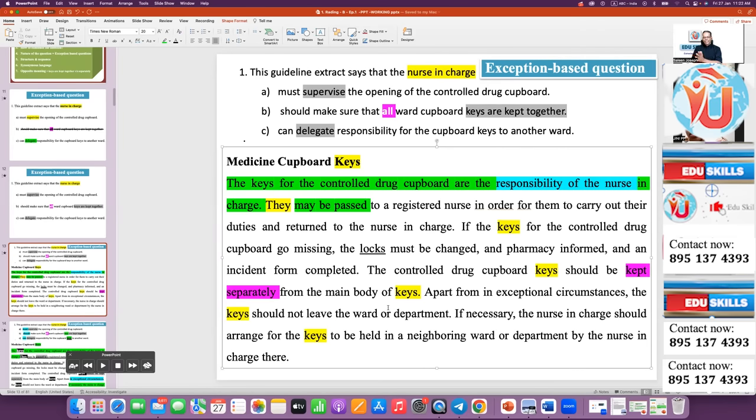One exception is there. Now, you see, it says, apart from in exceptional circumstances, the keys should not leave the ward or department. If necessary, the nurse in charge should arrange for the keys to be held in a neighboring ward or department by the nurse in charge there. Arrange for the keys to be held in a neighboring ward, which is delegating responsibility for the cupboard keys to another ward. That is a paraphrasing.